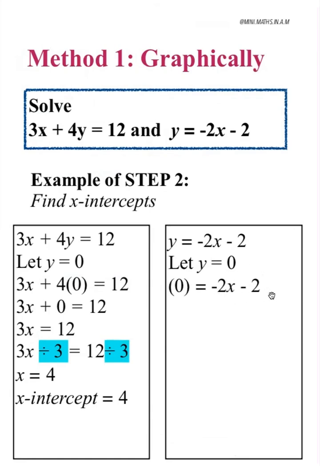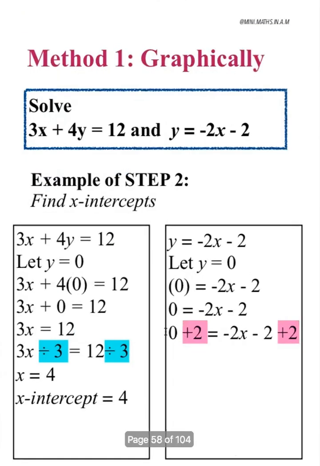So we need to move this minus 2 being subtracted. And we can just write without the 0, that's fine. So it's being subtracted. So we need to do the opposite of subtracting, which is adding. So we add 2 to both sides. So we have 0 plus 2 equals negative 2x minus 2 plus 2.